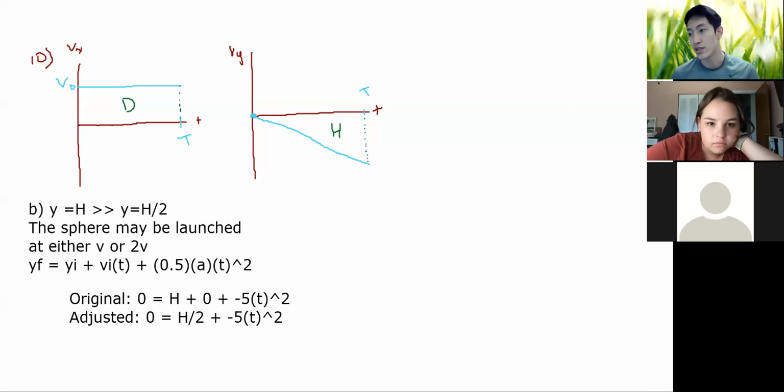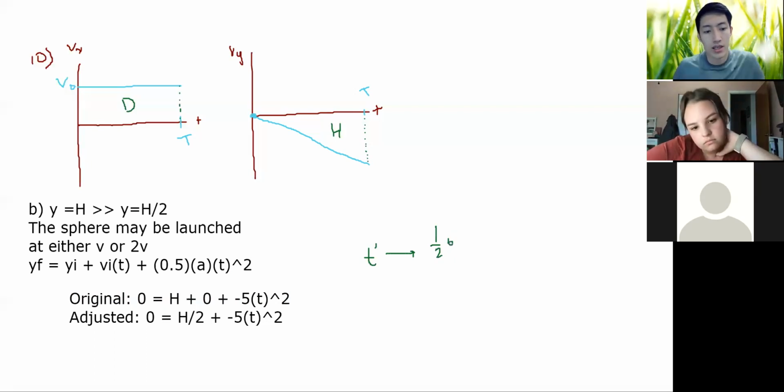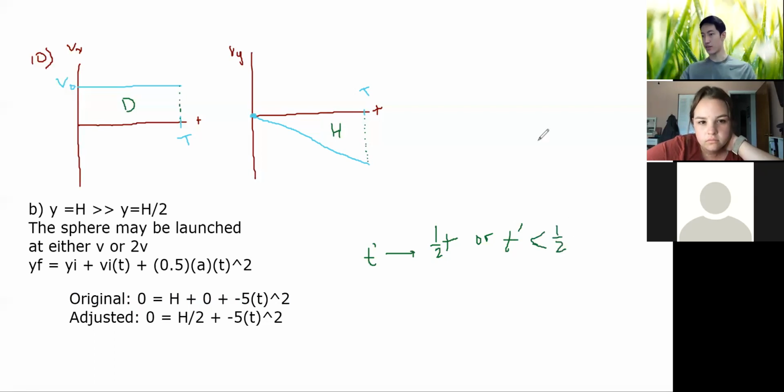So you need to determine whether t prime, the new t, is closer to 1/2 t, or if it's closer to a different number, which would be less if t prime is less than 1/2. That's kind of confusing to say. Does that make sense though?